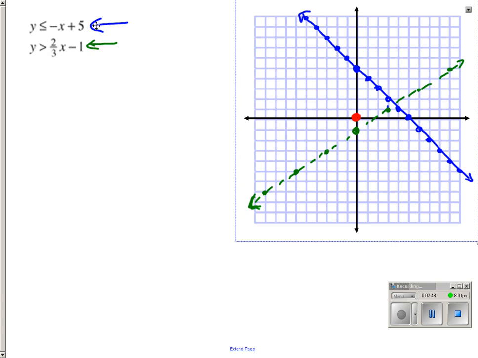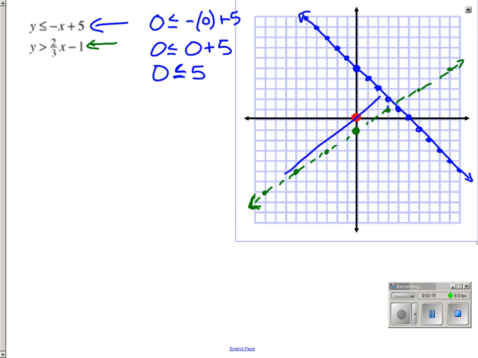And I'm going to test with the first one. I'm going to put in 0 less than or equal to negative 0 plus 5. Continuing down the line, that's 0 plus 5. And I get 0 is less than or equal to 5. And that's true. 0 is definitely less than 5. So my test point gave me a true statement.